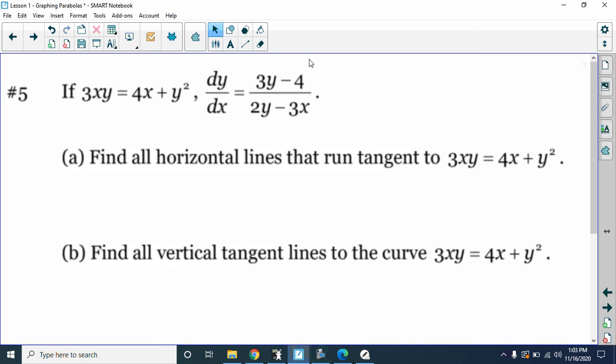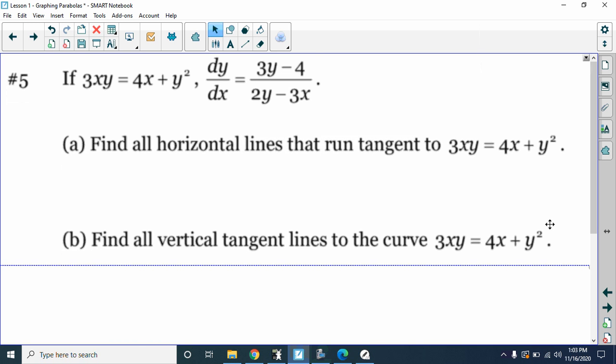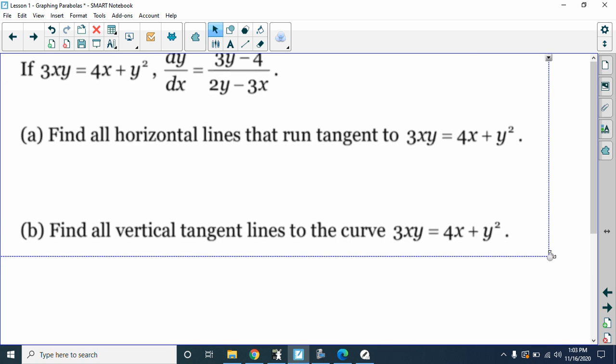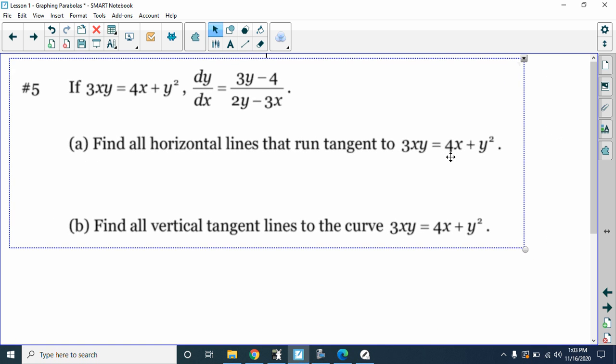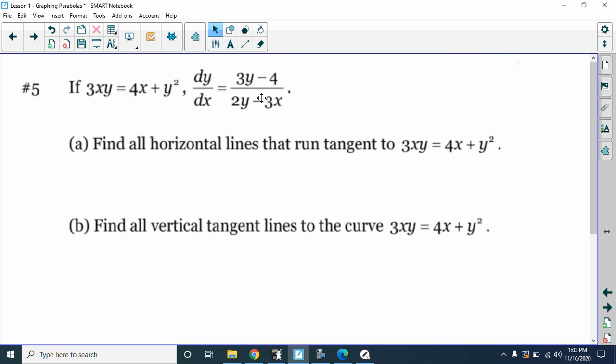Question number 5 on the Unit 3 practice test. We're looking for horizontal and vertical tangent lines. They did give us what dy/dx is equal to, as well as the original curve itself.